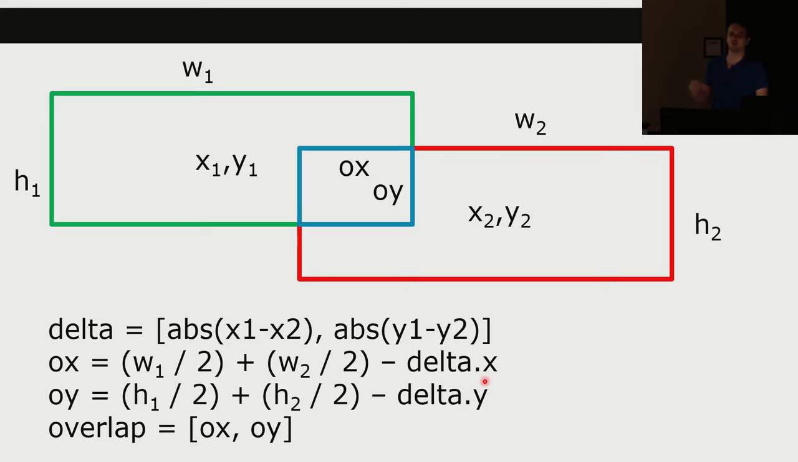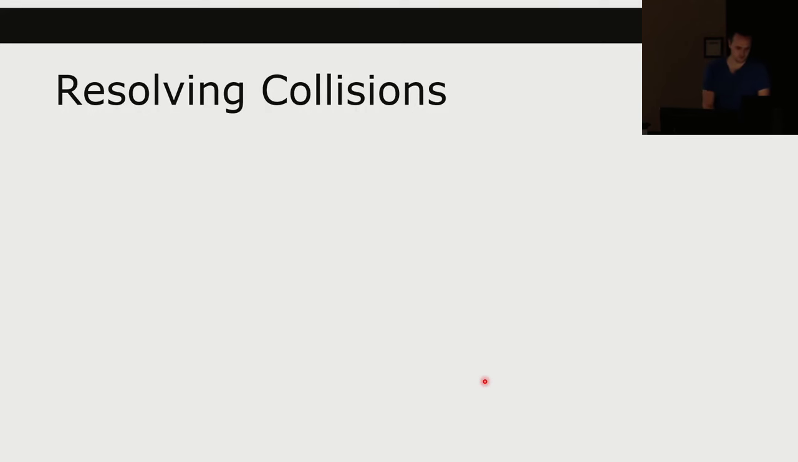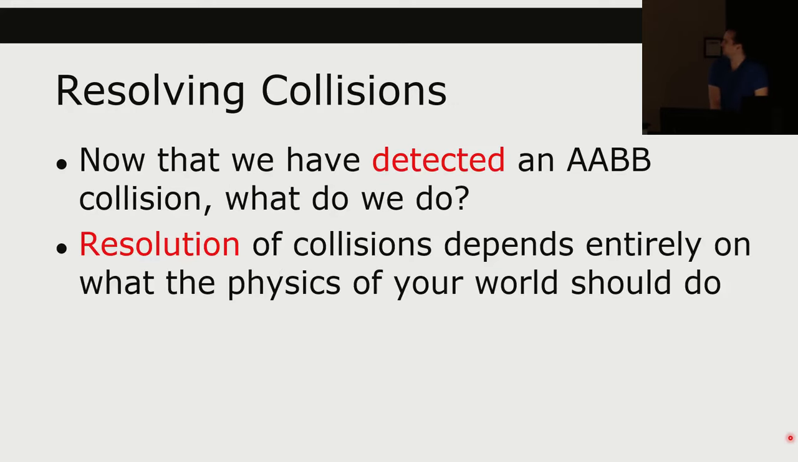So if you want to be sure that there is an actual overlap that's greater than 0 in order to resolve something, that's up to you. But you can use this OX and OY to then resolve your collisions somehow. And so let's talk about that. Now that we've actually detected the axis-aligned bounding box collision, what do we do?